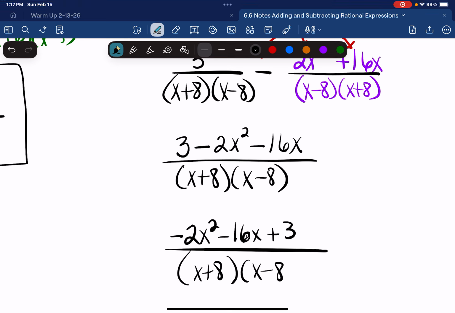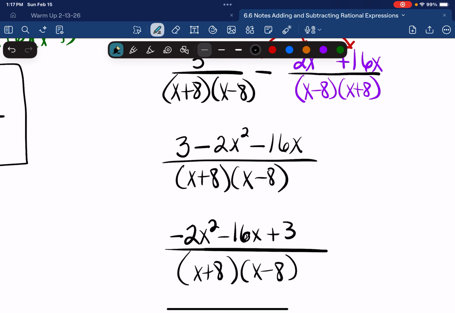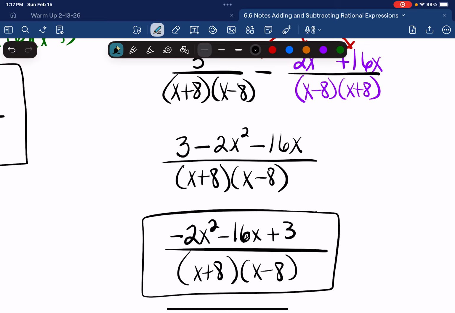And there's nothing I can do to factor this numerator right here, okay? I can't factor it, and I would encourage you to go ahead and try. Just double check me and make sure. Always question the man. But negative 2x squared minus 16x plus 3 is as simplified as I can get, and our denominator is this x plus 8 times x minus 8. And that is how you add and subtract rational expressions.